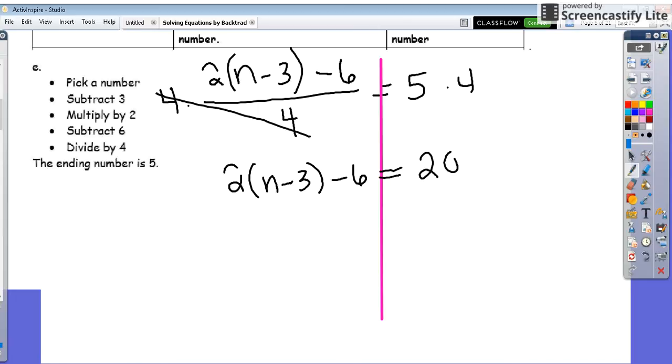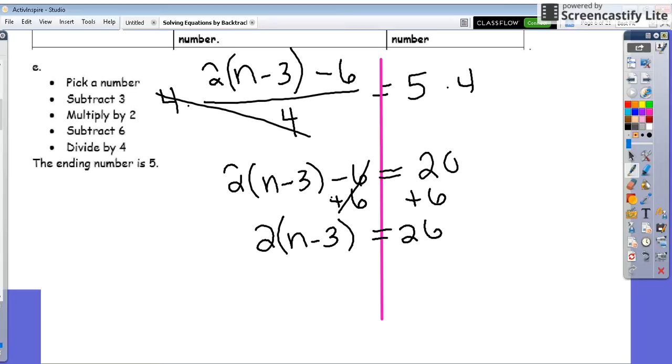So it's pick a number, subtract 3, multiply by 2, subtract 6. So I'm going to add 6. And then I'm just going to bring down that 2 times the quantity of n minus 3 equals 26. So now I have pick a number, subtract 3, multiply by 2. So I'm going to divide by 2. That cancels out. I'm going to bring down the n minus 3. And I don't need to put the parentheses anymore because there's nothing outside. So I have 26 divided by 2, which is 13.